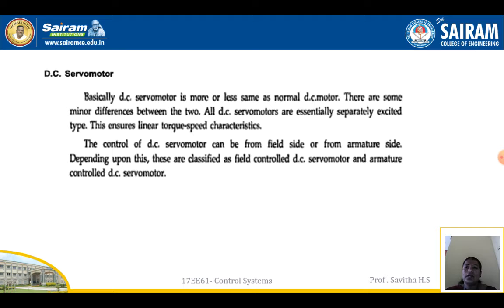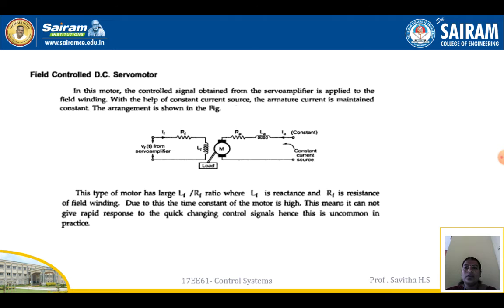DC servo motor. Basically, a DC servo motor is more or less the same as a normal DC motor. There are some minor differences between the two. All DC servo motors are essentially separately excited type. This ensures linear torque speed characteristics. The control of DC servo motors can be from the field side or from the armature side. Depending upon this, these are classified as field control DC motor and armature control DC motor.